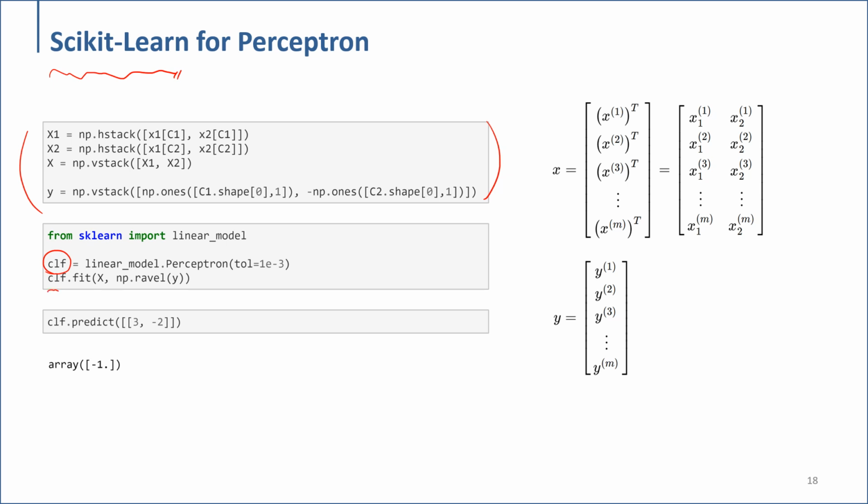And similar to regression, let's use the fit function. clf.fit will give a fitted model between x and variable y. And by using clf.predict, then we can see the classified result.